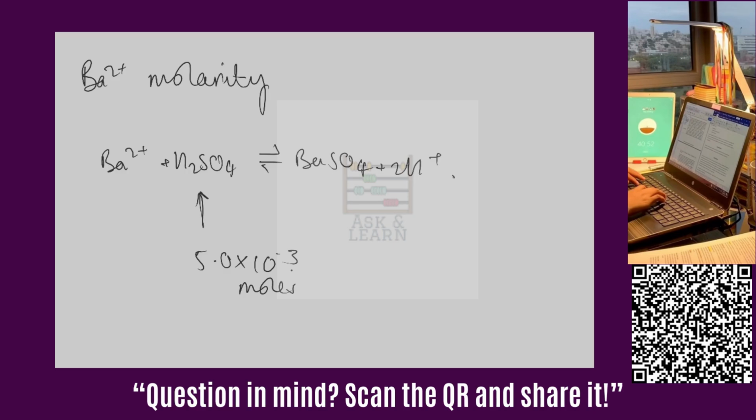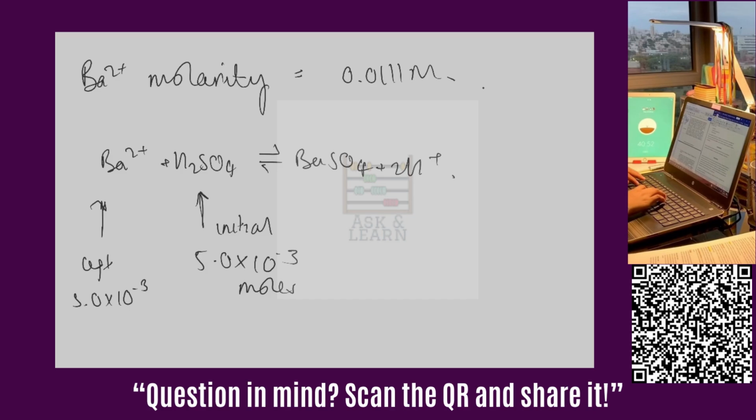And so from the balanced reaction, 0.01 moles of BaCl2 generates 0.01 moles of Ba2 plus. And so therefore we can calculate the moles of Ba2 plus left. That is 5.0 times 10 to the minus 3. So now we can determine the concentration, which is the moles of Ba2 plus left divided by the total volume, that is 0.0111 molar.